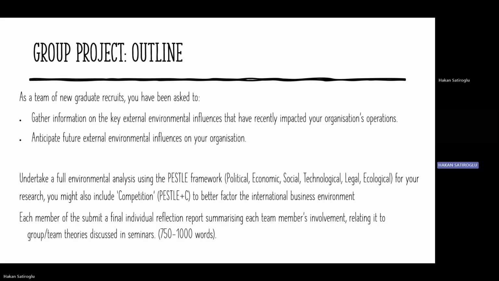And each member will submit a final individual reflection report summarizing each team member's involvement, relating it to group and team theories, and discussing seminars. If you have any question, please raise it in the classroom. Also, you can post the question in the thread of this video. Maybe I can reply to that one as well.